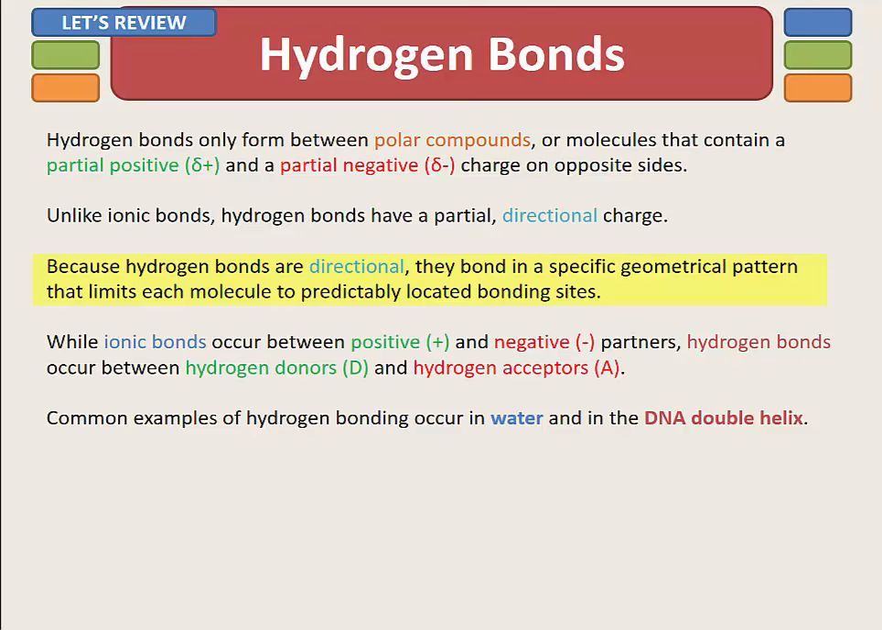While ionic bonds occur between positive and negative partners, hydrogen bonds occur between hydrogen donors and hydrogen acceptors. Common examples of hydrogen bonding occur in water and in the DNA double helix.